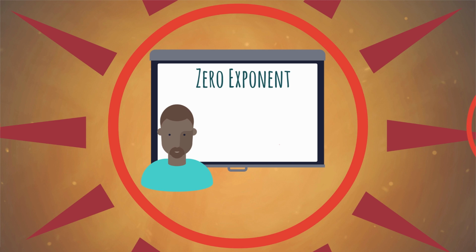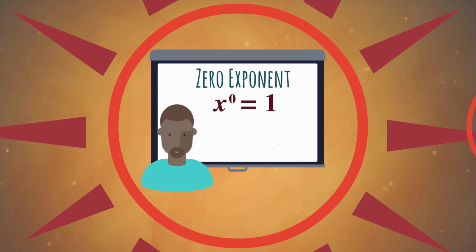So, you know how to simplify a number if its exponent is 1, 2, 3, or more. All we need to do is multiply the base by itself, and the exponent will tell us how many times we should multiply it. But what if the exponent is 0? We can represent zero exponents as x raised to 0 equals 1.